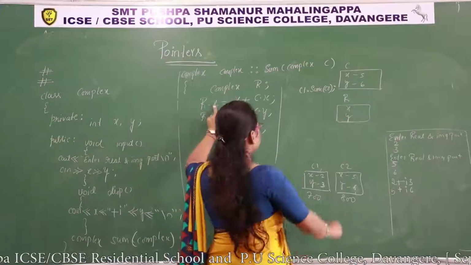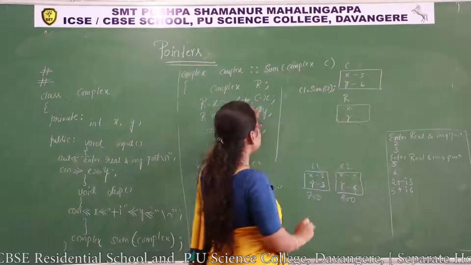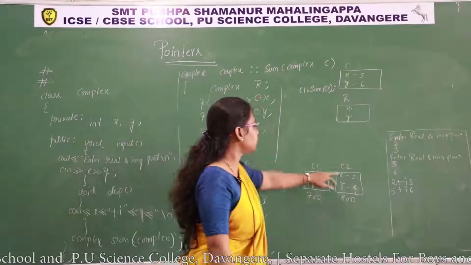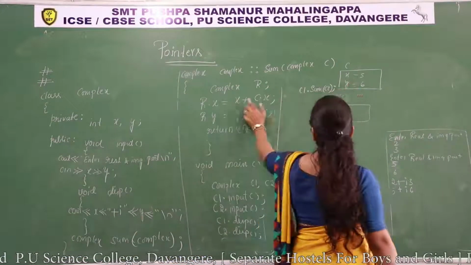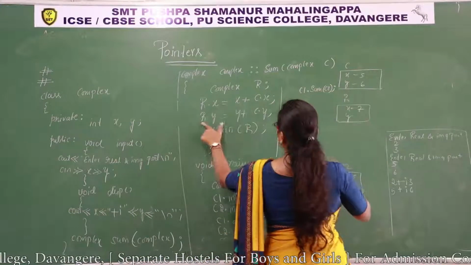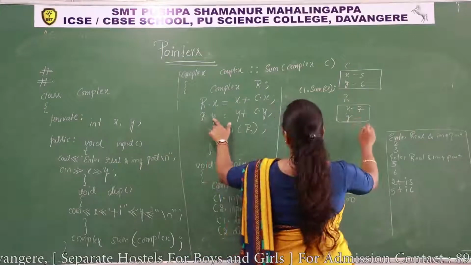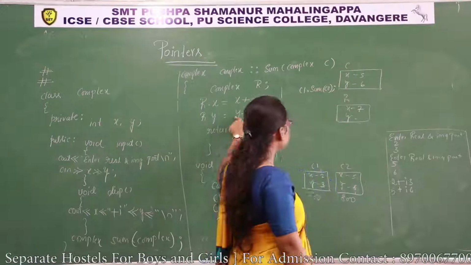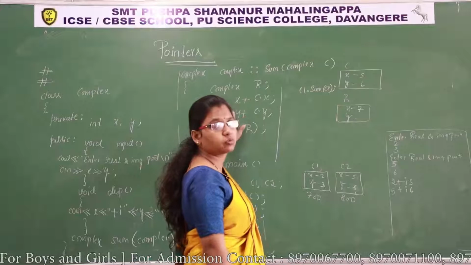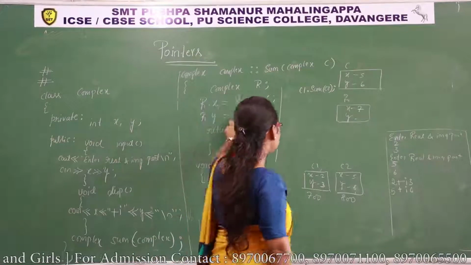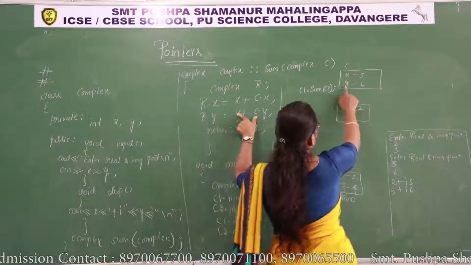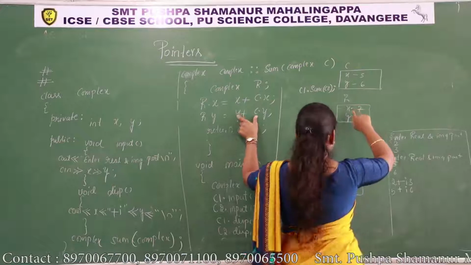R dot X is equal to X plus C dot X. X means C1's X. C dot X means the C2 value that was copied to C, no? 2 plus 5, 7. R dot Y is Y plus C dot Y. Y means, simply if I have written Y, it is C1's, since that object is calling the function. What is there in C1's Y? 3. 3 plus C dot Y. C dot Y means 6, the C2 value. 3 plus 6, 9.